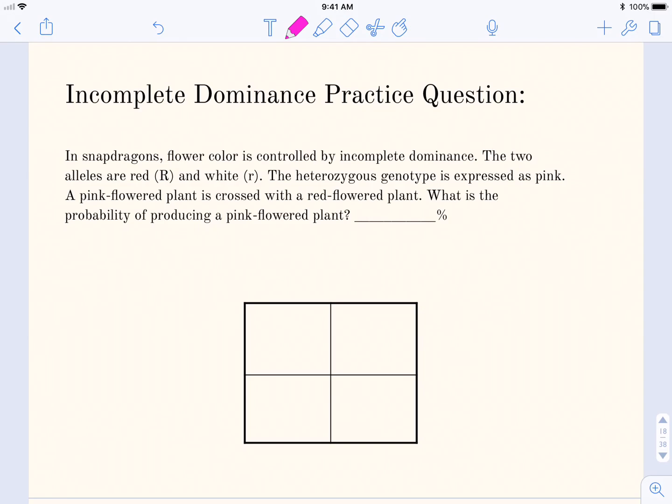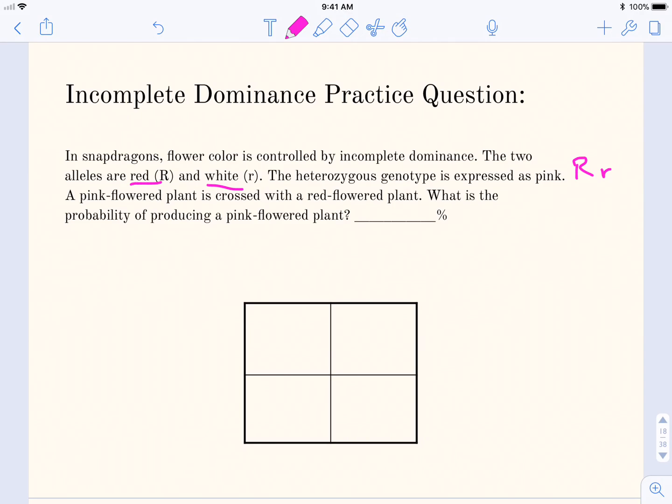It says, in snapdragons, flower color is controlled by incomplete dominance. The two alleles are red and white. The heterozygous genotype is expressed as pink. So heterozygous means that the pink flower genotype has to be big R and little r. A pink flowered plant is crossed with a red flowered plant. What is the probability of producing a pink flowered plant?